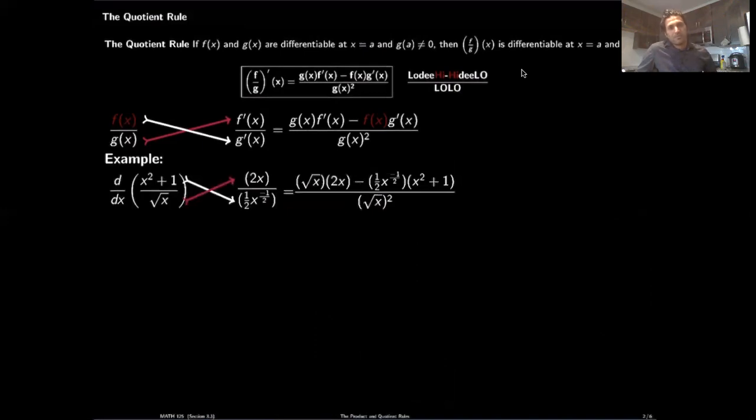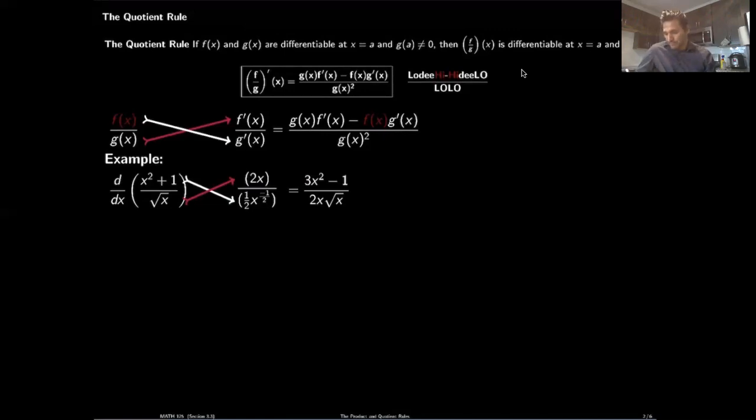So low multiplied by the derivative of the high function, minus the high function multiplied by the derivative of the low function, and then divided by low squared, which is basically the square of the denominator function. And if I simplify, which I did a few minutes ago, this whole thing turns into (3x square minus 1) divided by 2x square root of x.